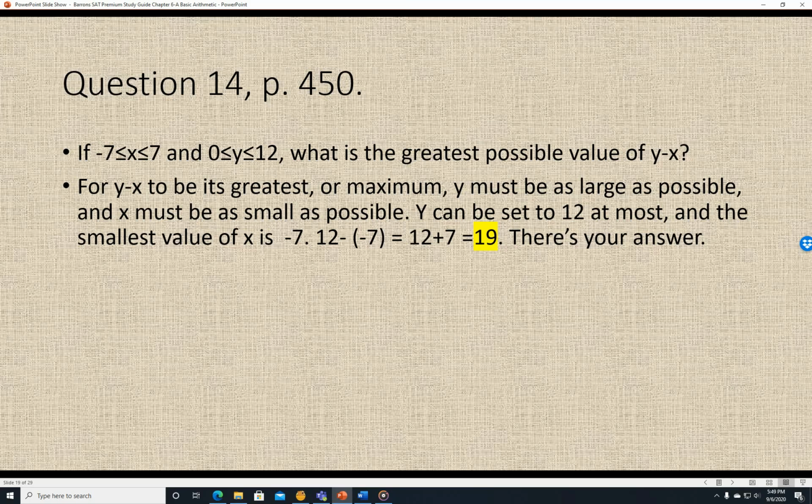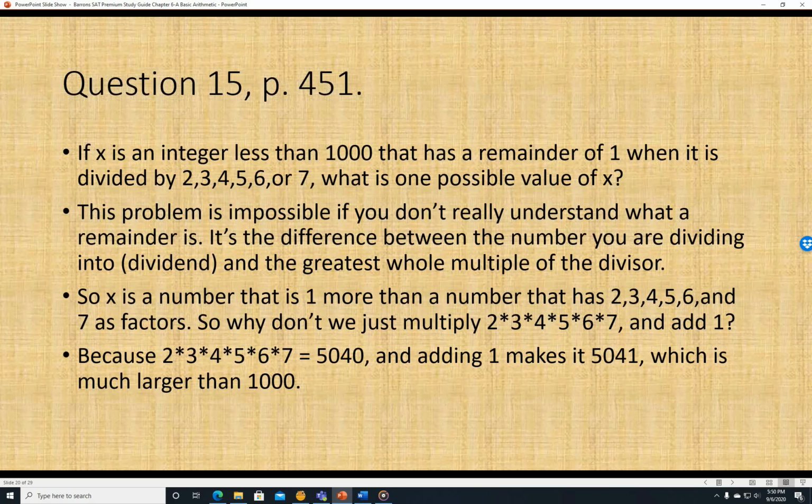So you can set y to its maximum, which is 12, because it has to be less than or equal to 12. And the smallest value of x is negative 7, because it has to be greater than or equal to negative 7. So 12 minus negative 7 is 12 plus 7 equals 19. There's your answer. Only way you could really get this wrong is just by not understanding these things or reading it too quickly, not paying attention. So understand what less than or equal to means, understand that subtracting a negative is like adding a positive, etc.